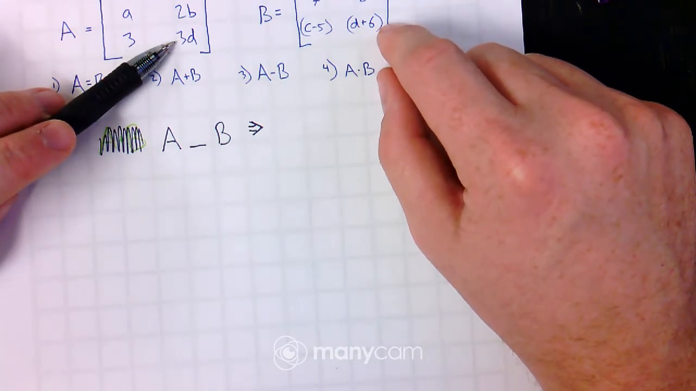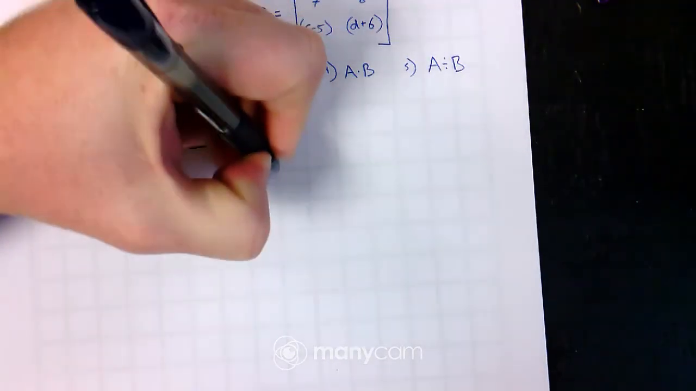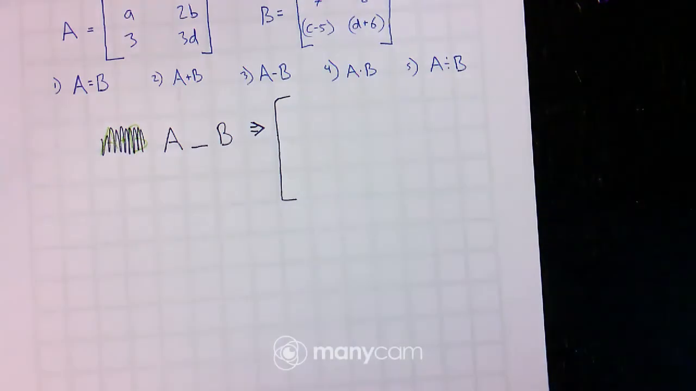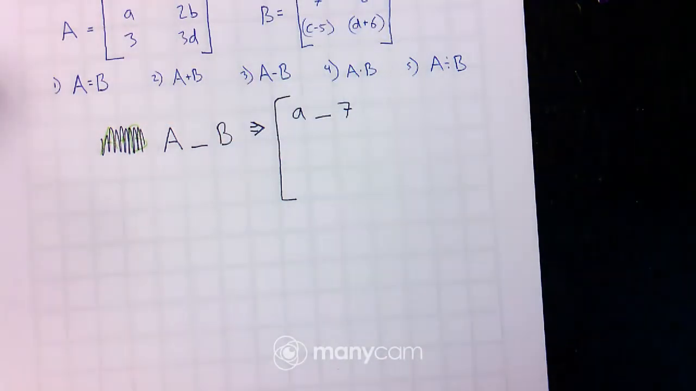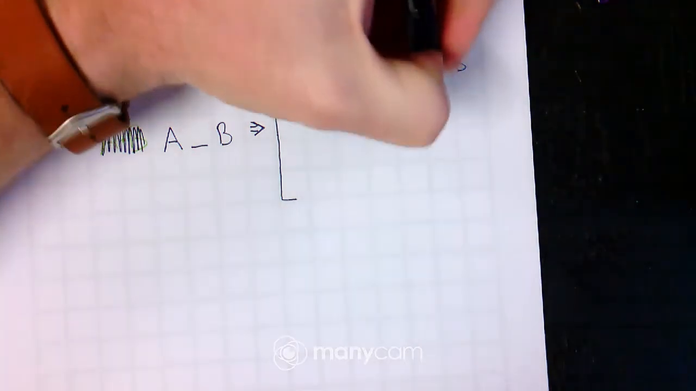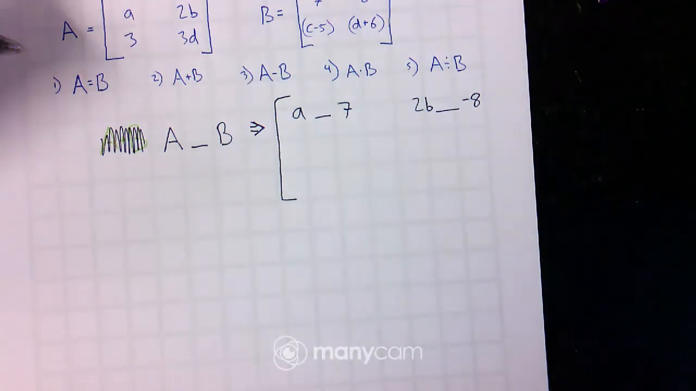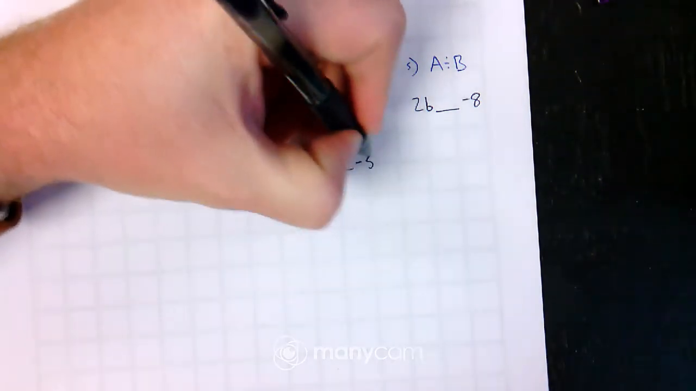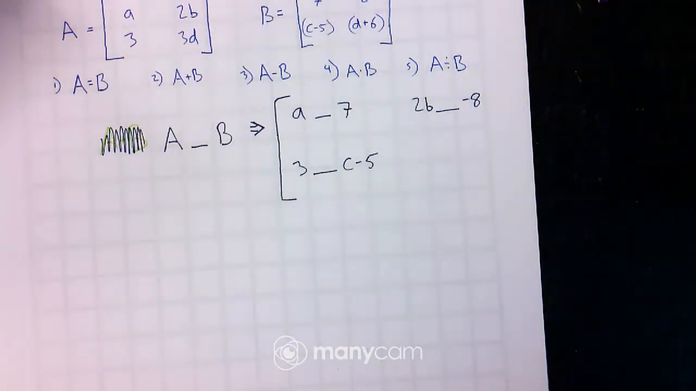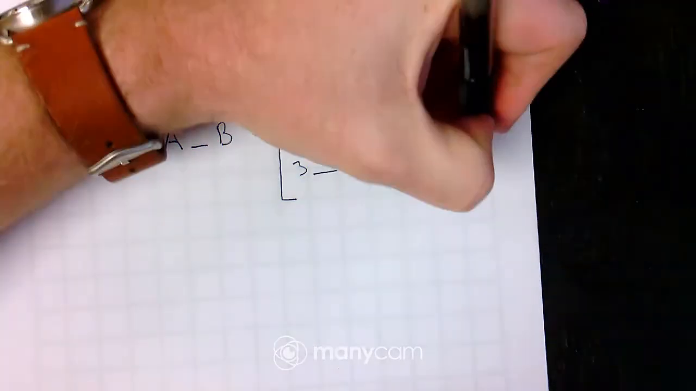If I was to fill in the blanks, I would do A blank 7, 2B blank negative 8, 3 blank C minus 5, 3D blank D plus 6.